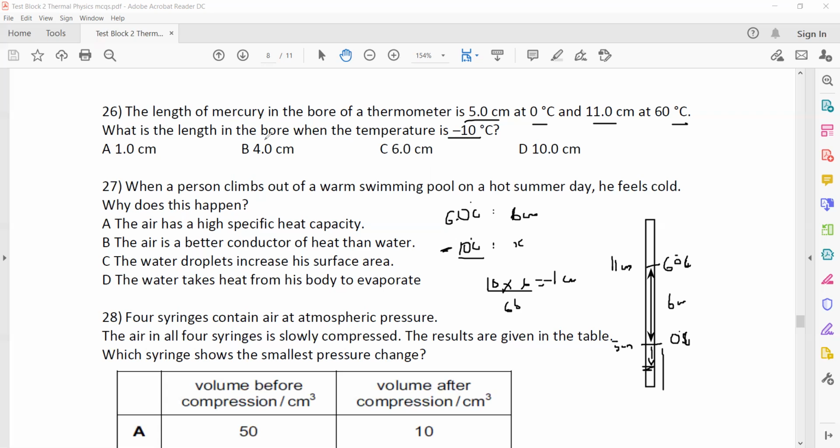So the question is, what is the length in the bore when the temperature is minus 10? Minus 10 means it will be 1 centimeter below the 0 mark. But what is the length in the capillary? Because that's the question, the length of the liquid in the capillary. So the length of liquid in the capillary will be 4, because minus 10 is 1 centimeter below. The total is 5, so 5 minus 1, we get 4 centimeters.